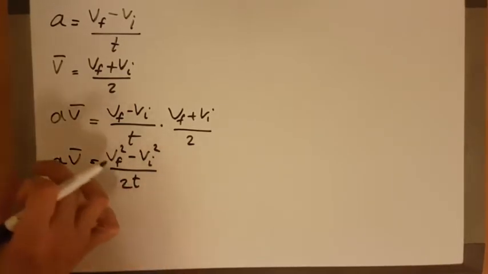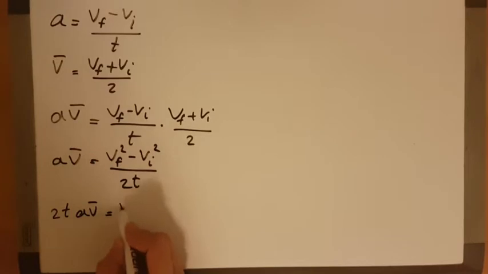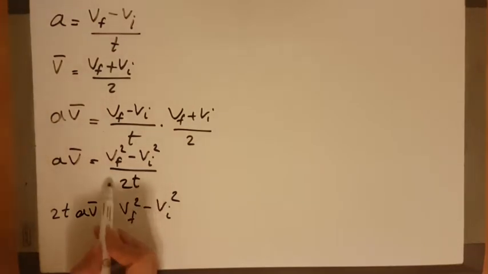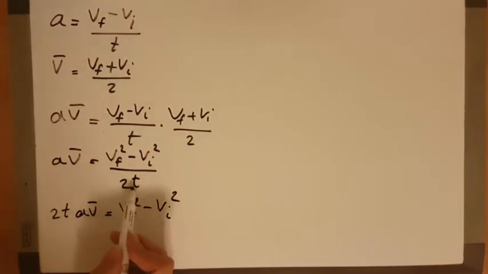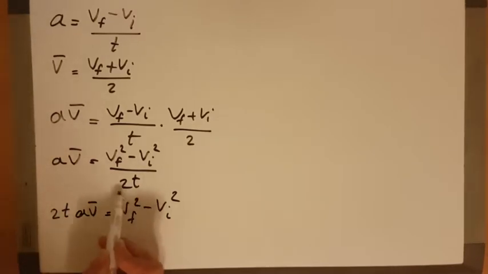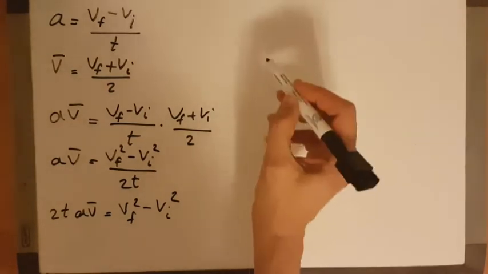Then I can take this to the other side. I will have 2T A V average equals Vf square minus Vi square. As you remember, when something is divided in here, it goes to the other side and it will be multiplied, as I put in here. Or if it is at the bottom here, I take it to the other side, I will take it to the top. So now that I have this, just remember something.